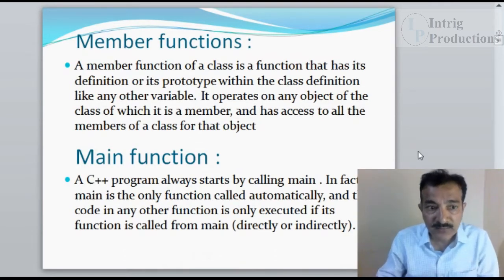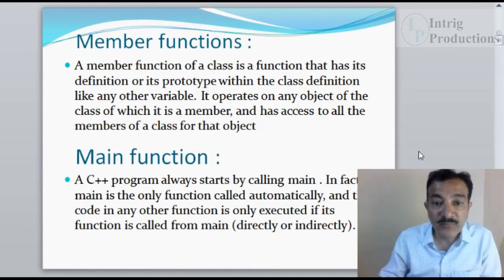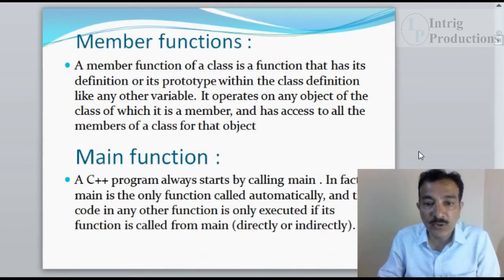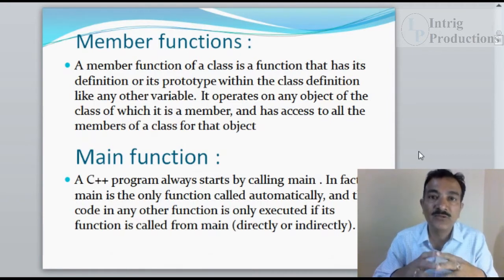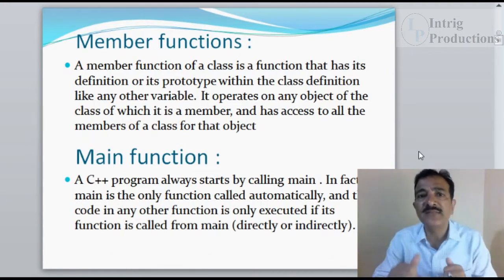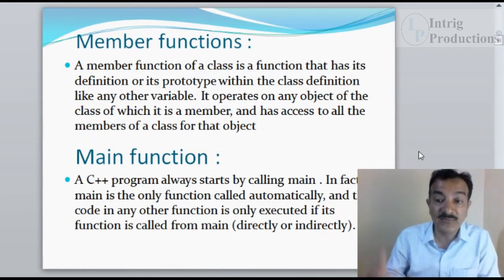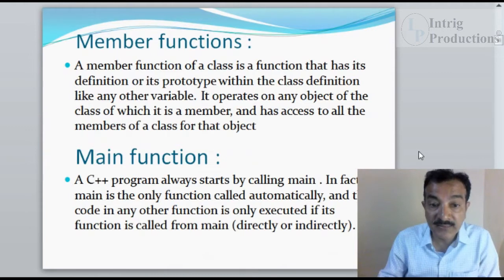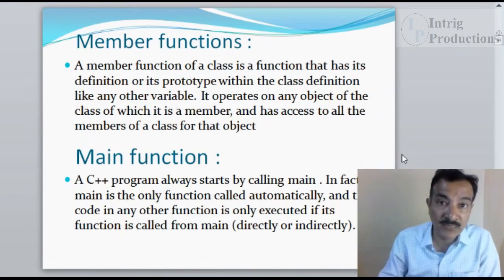The fourth one is basically the main function. A C++ program always starts by calling main. So the main function is the first program that executes. In fact, main is the only function called automatically. Any other function you will have to call, but this is automatically called. It's the first to execute automatically, and the code in any other function is only executed if those functions are called from main.